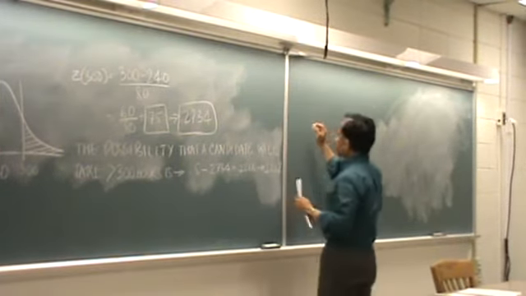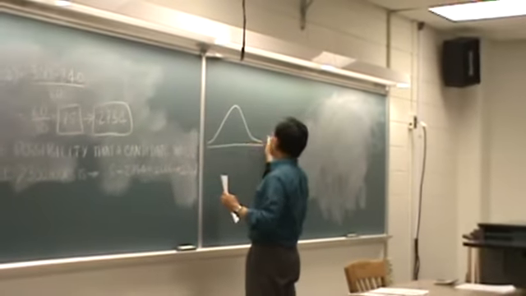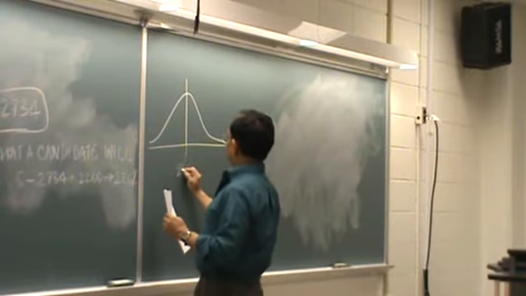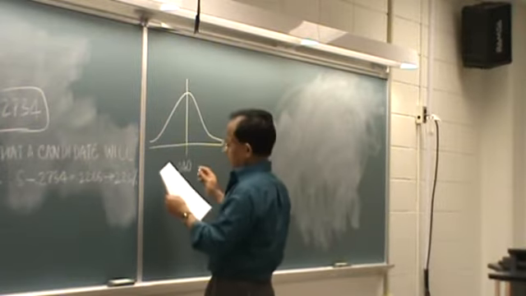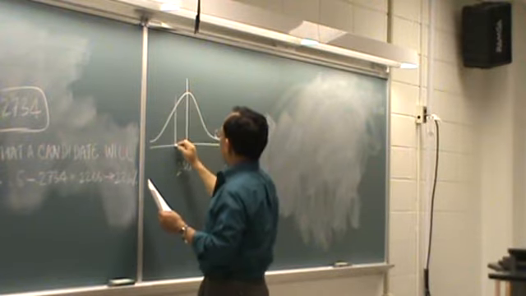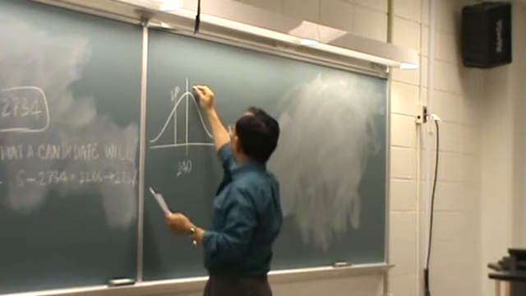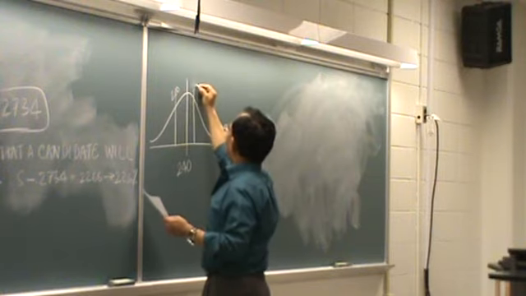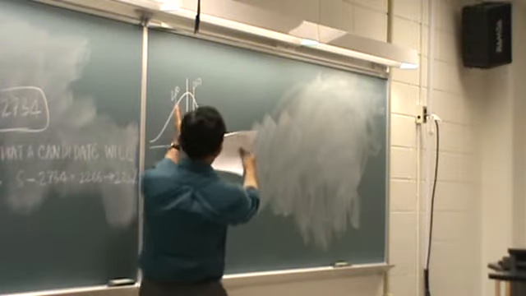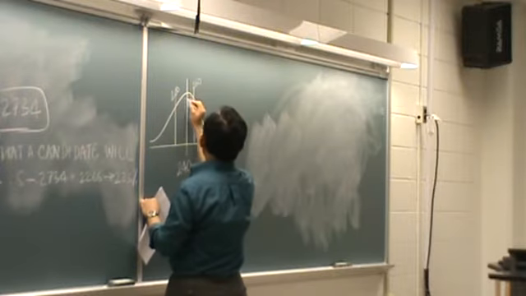So we are talking about the third question. Let's draw the diagram again. $240, that's our mean. And the question is 200 and 260. So basically they are asking you to calculate this area. That's our goal.